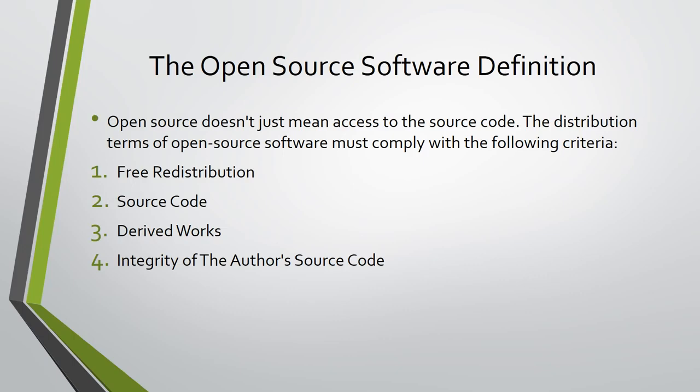4. Integrity of the author's source code. The license may restrict source code from being distributed in modified form only if the license allows the distribution of patch files with the source code for the purpose of modifying the program at build time. The license must explicitly permit distribution of software built from modified source code. The license may require derived works to carry a different name or version number from the original software.